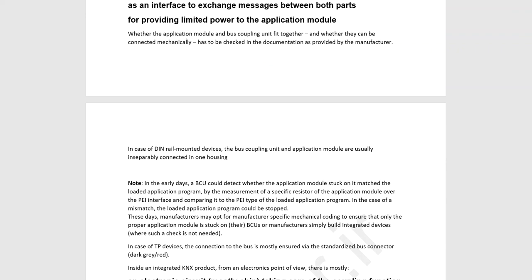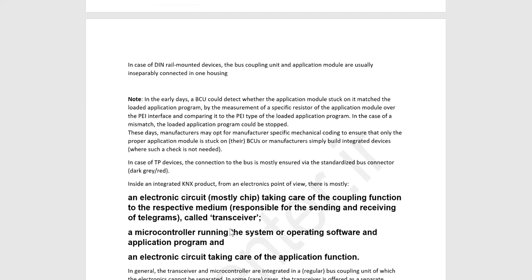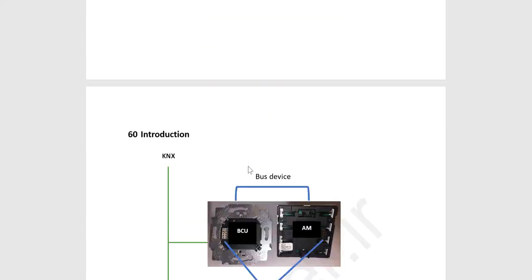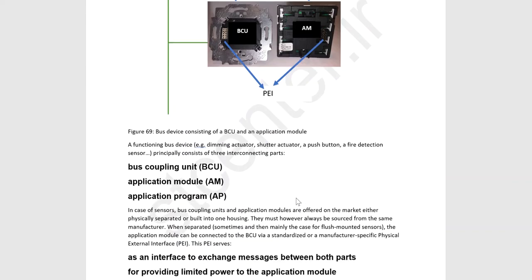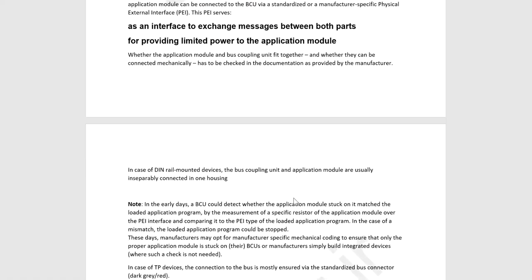It is important. Okay, another point in the book says that in B4, in early days, a bus coupling unit could detect whether the application module stuck on it matched or not. It means, for example, you have a bus coupling unit from Siemens and an application module from ABB. This bus coupling unit should detect whether this application module is suitable to be connected or not. Is it from Siemens or not, for example? Okay, so what's happening is it used a resistor to detect it.